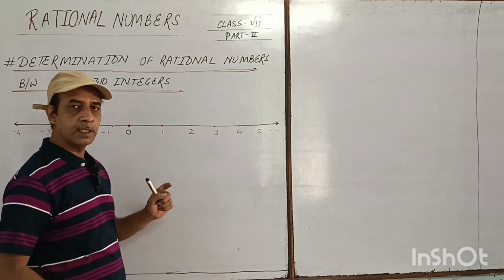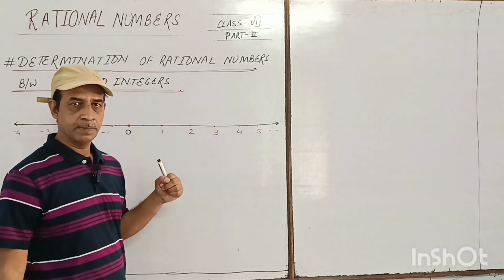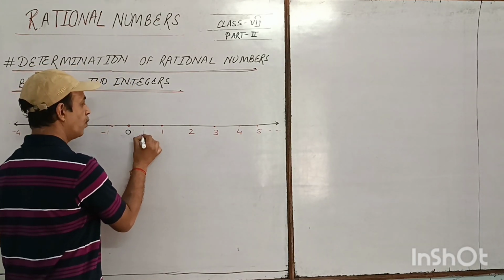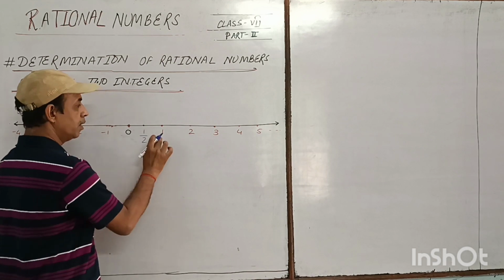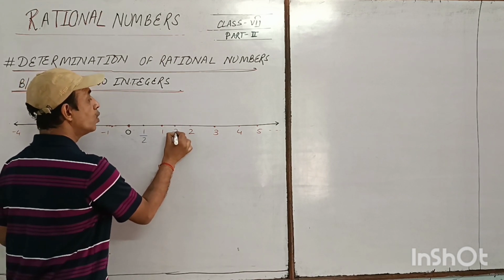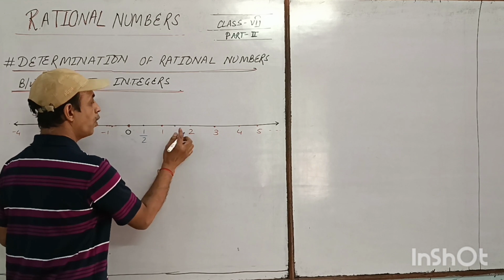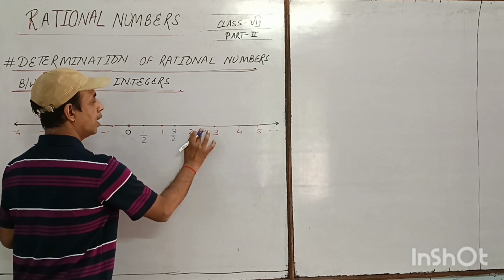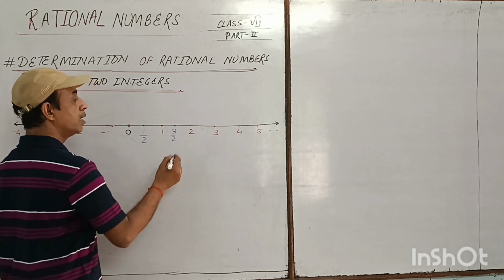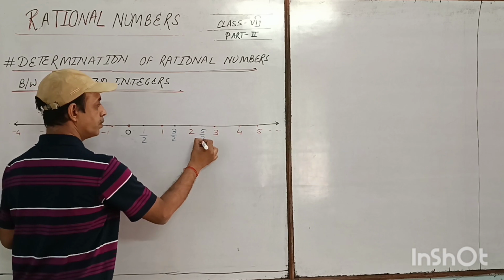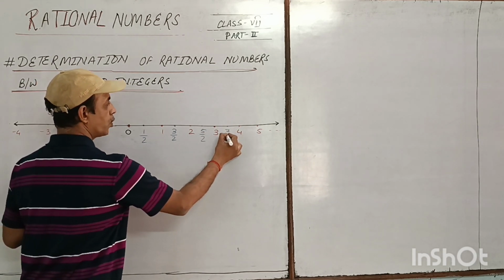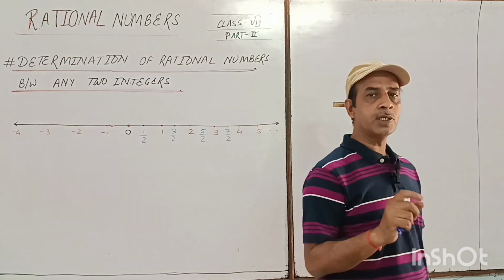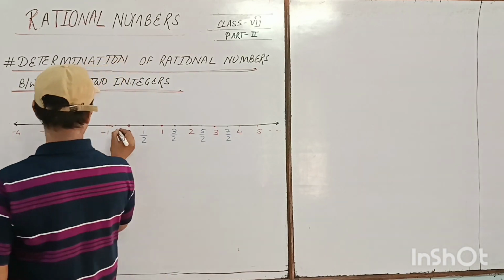If you divide each integer into two parts, let's start from 0. Between 0 and 1, what will we have? 1 upon 2 will be there. Between 1 and 2, it will be 3 upon 2. Then 5 upon 2, 7 upon 2. In this case, we have divided the two consecutive integers into two parts.